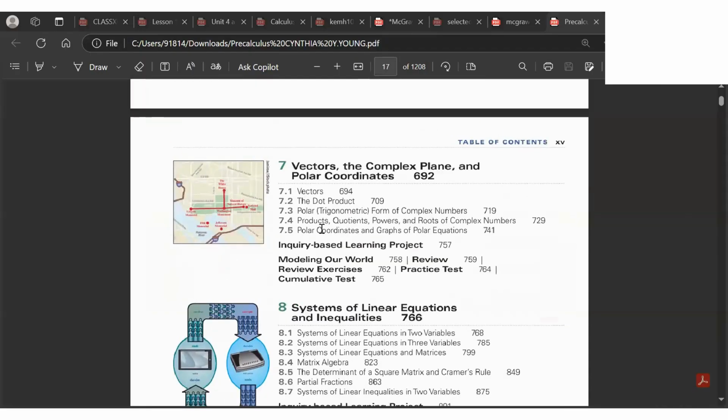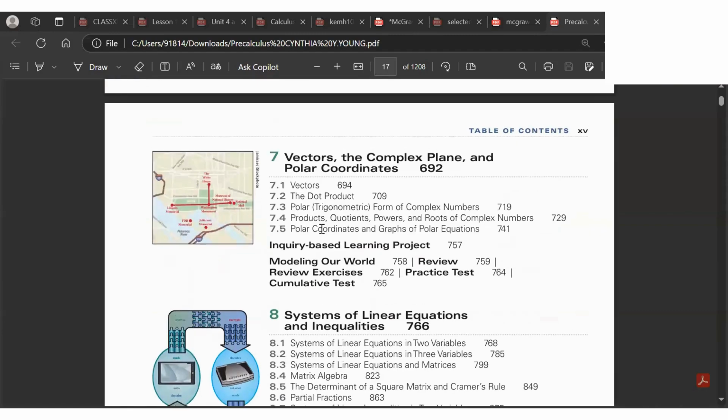Okay, so vectors, complex plane, and polar coordinates, right? Yeah, very great. Actually, I like these chapters so much. These and trigonometry are my favorite chapters. And this is chapter 7. I find it easy. It's not that complex. According to its name, the name is very complex, but the topic is not. Sorry, 692.